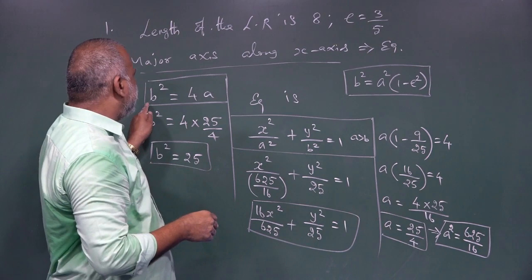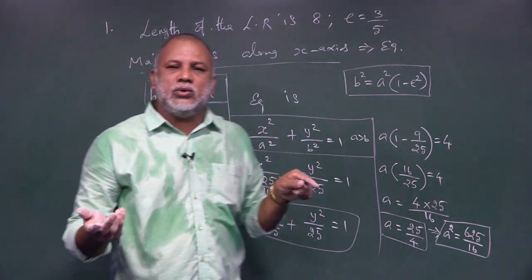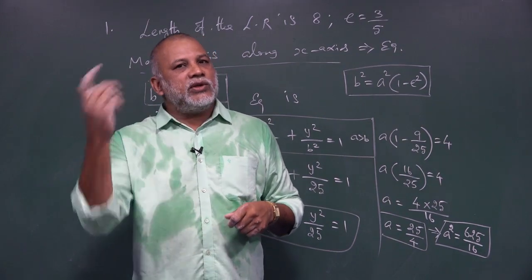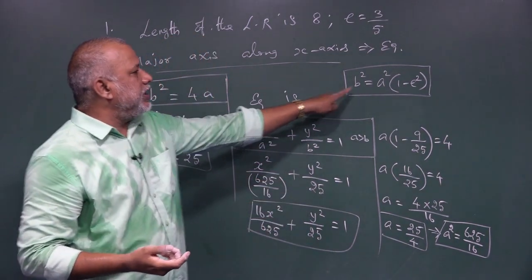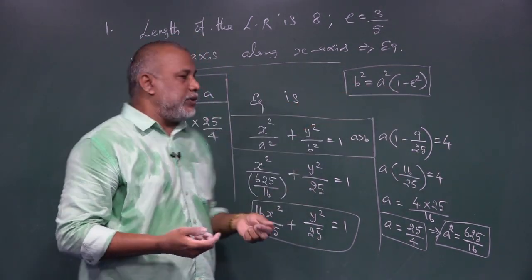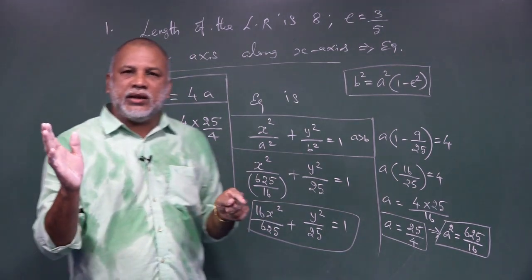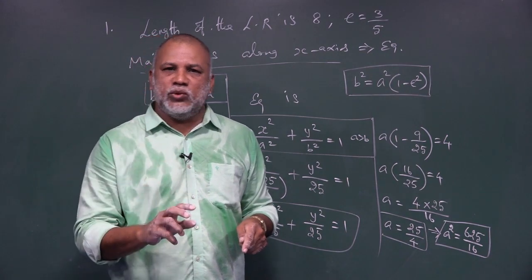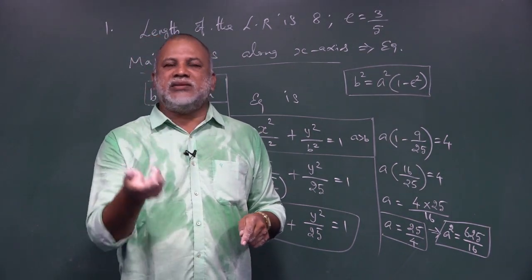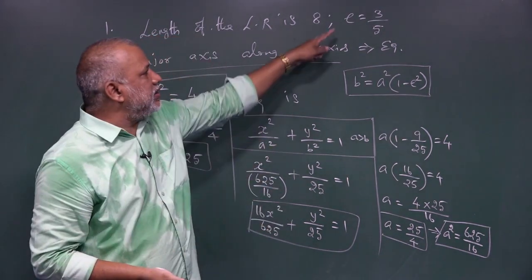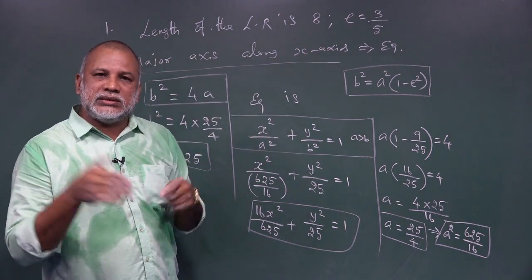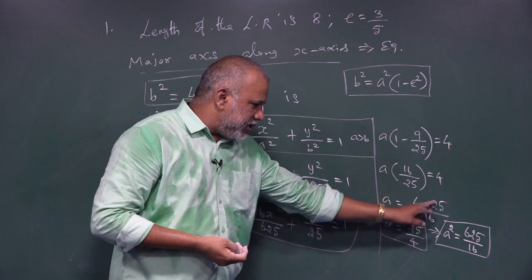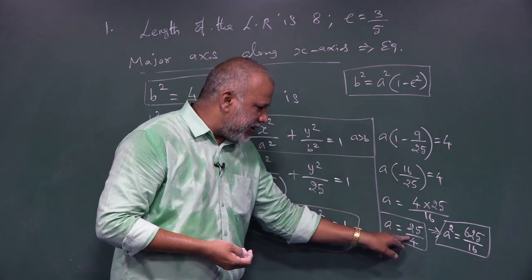Now, b squared is unknown, and a is also unknown. So we have to derive the value of any one. Now, we have the formula. What is that? b squared equals a squared of 1 minus e squared. The b squared on the LHS will be replaced with a squared of 1 minus e squared. One a will be removed. The remaining is a of 1 minus e squared. The value of e is given as 3 by 5. Then squaring and substituting, we get a equals 25 divided by 4.